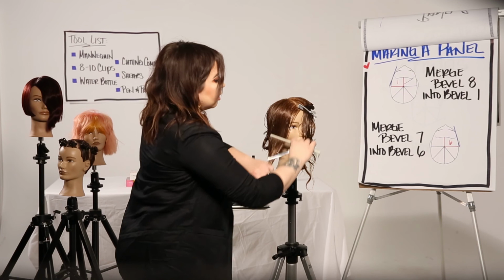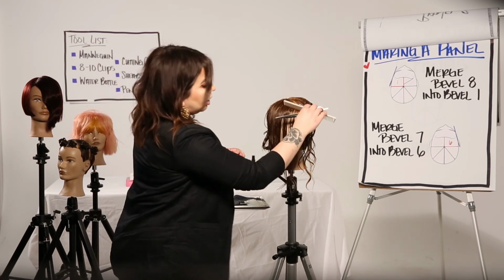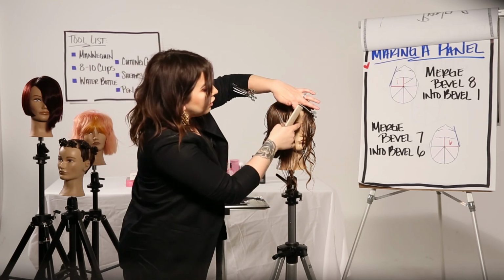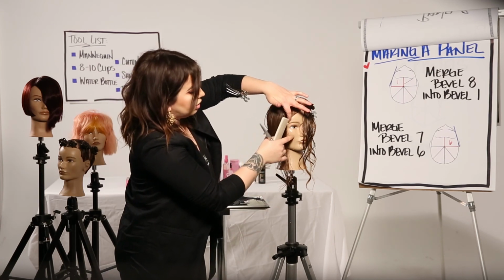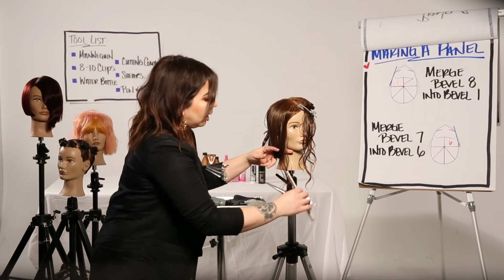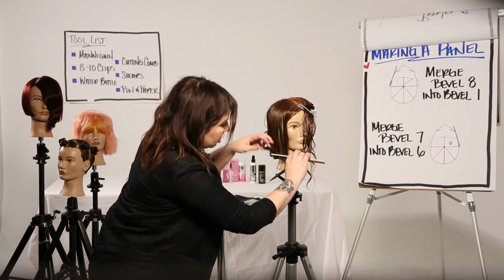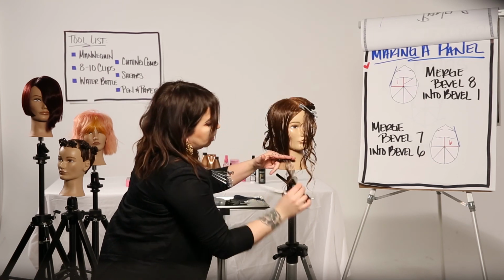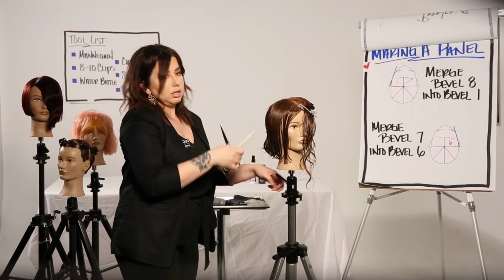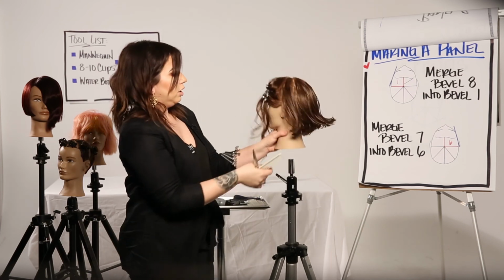So this is how this looks. I'm going to simply comb it straight down into natural fall, and then I'm just going to move it around the eyebrow. And once I have that, I can come in. I'm just going to simply pinch and release the hair. Good.